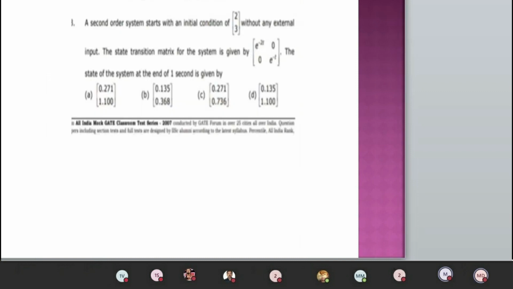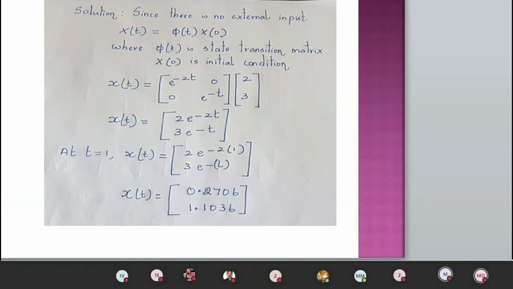Now, let us work out another problem. A second order system starts with the initial condition 2 by 3 without any external input. The state transition matrix for the system is given by e power minus 2t, 0, 0, e power minus t. The state of the system at the end of 1 second, you are given 4 choices. And see that the question is given in time domain. You are supposed to convert the question to frequency domain if transfer function is asked.